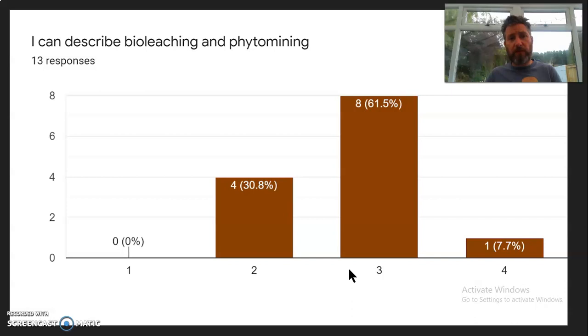Phytomining involves, other way around. Phytomining is the one that involves plants, and then you burn the ash and extract the copper from the ash via electrolysis. Bioleaching involves the use of bacteria. So that's on the sheet for you to have a look at. It is one area people struggle with, but you did do a lesson on that, so do have a look through it.